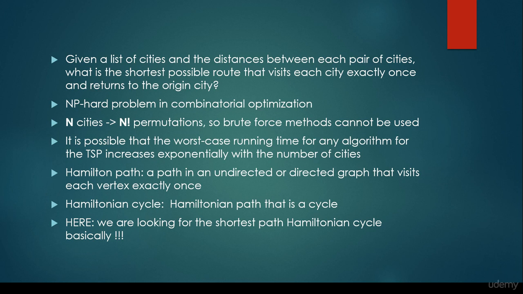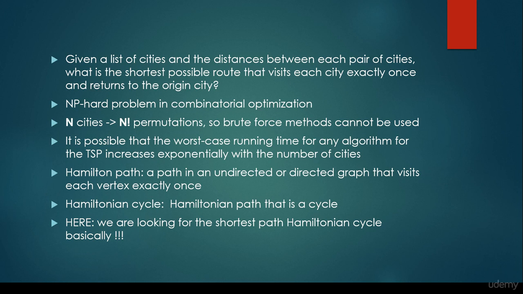There are two important expressions as far as the traveling salesman problem is concerned. First is the Hamiltonian path. So what is a Hamiltonian path? A path in an undirected or directed graph that visits each vertex exactly once. So if we visit every vertex exactly once in the graph, then it is called a Hamiltonian path.